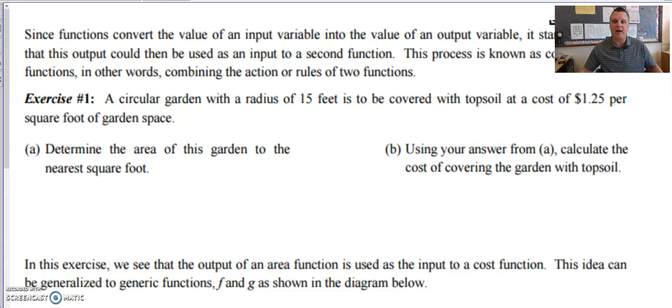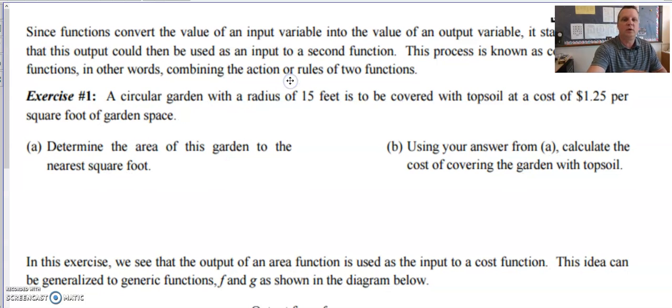This is function composition. The first paragraph says, since functions convert the value of an input value into a value of an output variable, it stands to reason that this output could then be used as an input to a second function. This process is known as the composition of functions. In other words, combining the action of two rules, of two functions. So we have to find one and then plug it into the other.